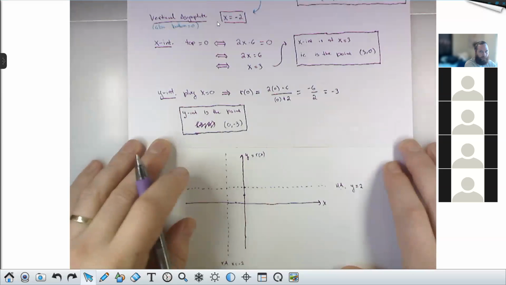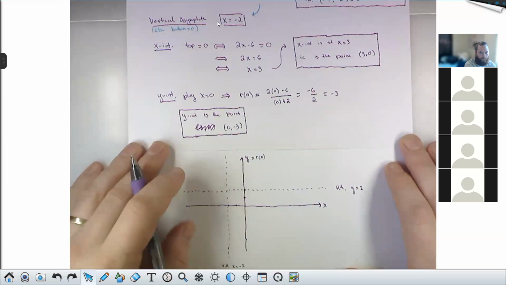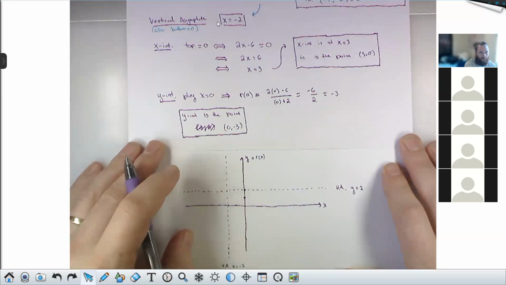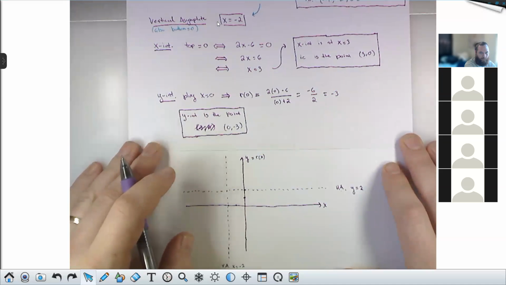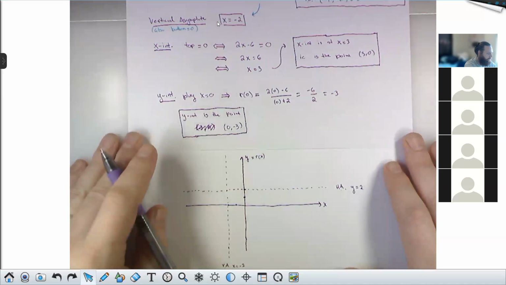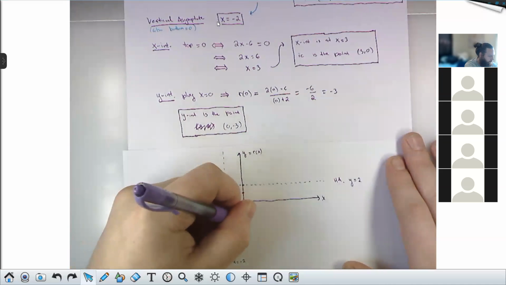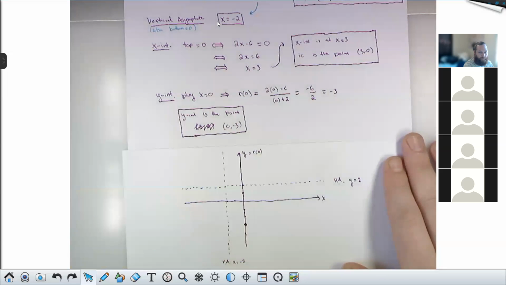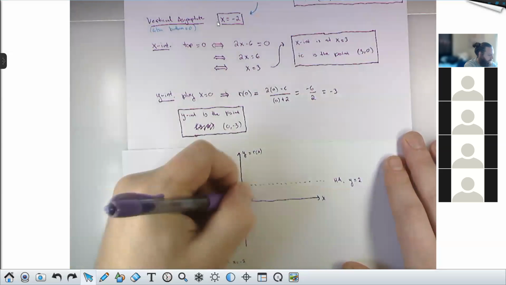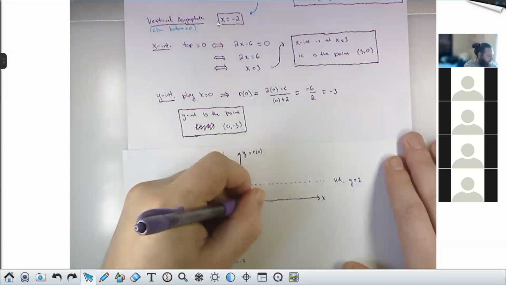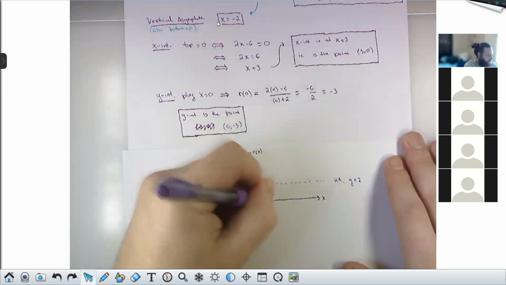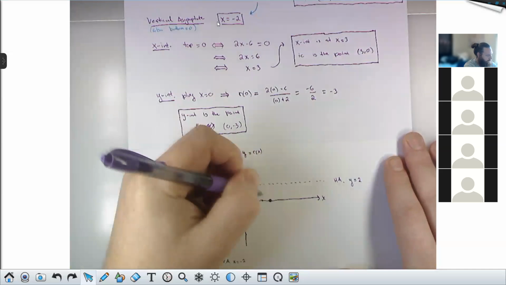Then you're going to add in the points that we know. So far, the only points that we know for sure are the x-intercept and the y-intercept. I know that the y-intercept is the point 0, -3. So I can go, okay, down 1, 2, 3. There's my y-intercept. My x-intercept is the point 3, 0. So I can come over here, 1, 2, 3. Here's my x-intercept.